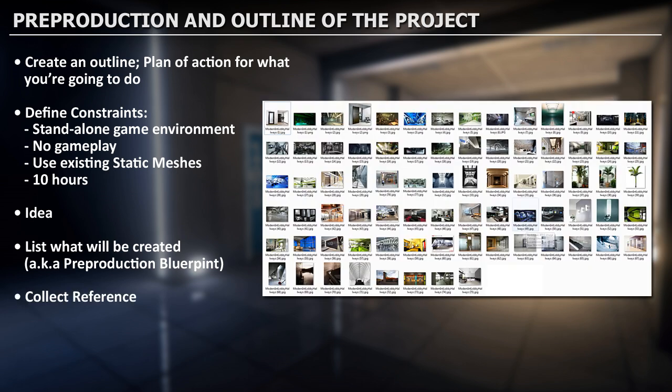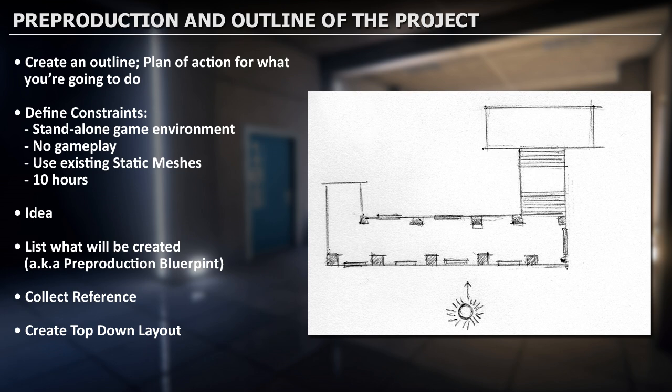So once I had the idea and a list of what will be created, the next step is I collected reference of various locations of office buildings, modern interiors, building lobbies, and corridors and hallways. You should always collect photo reference for any idea and any project that you work on. Photo reference helps you to understand exactly what you're going to create. And I never work on any environment unless I've collected sufficient reference. I then continue to create a top-down layout. Even though this is a very small environment, I still sketch a quick top-down layout of what I am going to build.